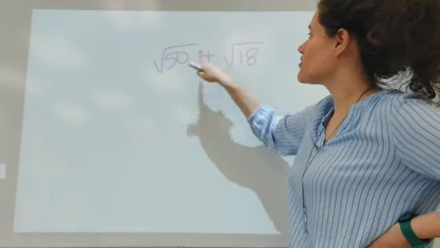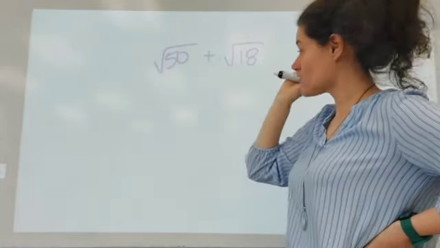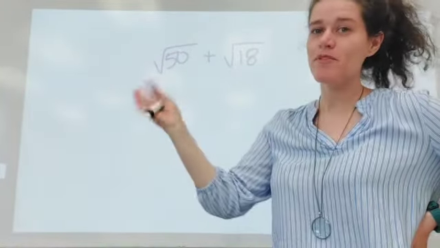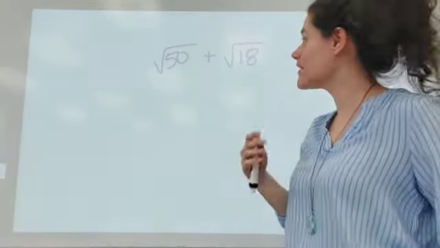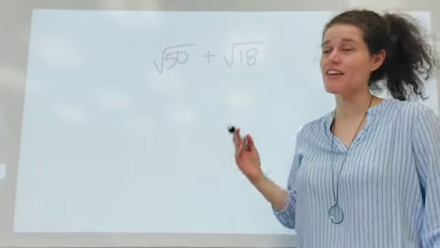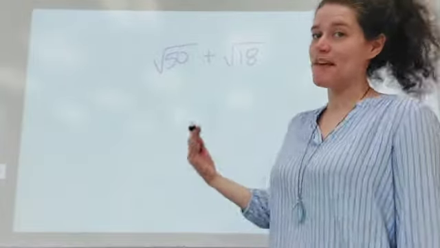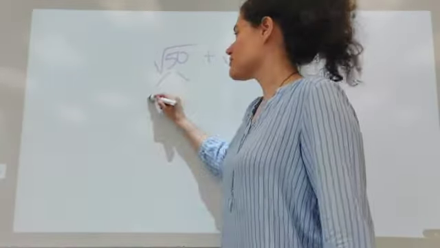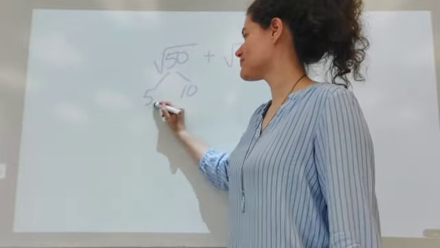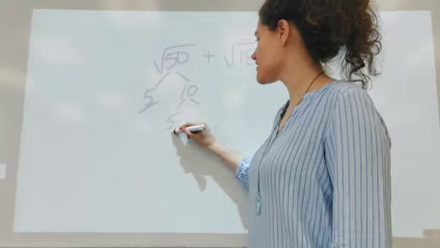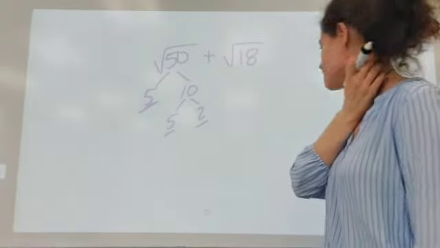The next thing I want to do is look at the radicands. At first glance, this 50 and this 18 are not the same number. So I think maybe I might not be able to add them together. But what I want to do is see if simplifying them can make the radicands match. So if I do 50, that could be 5 and 10. So 5's done. 10 is 5 and 2.